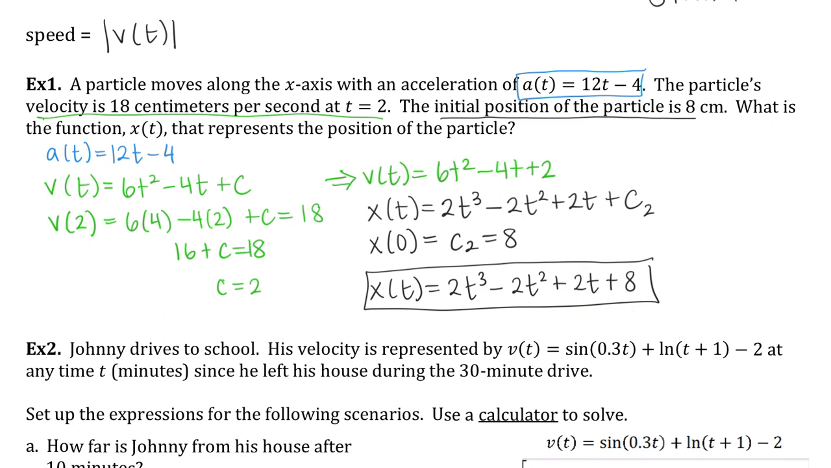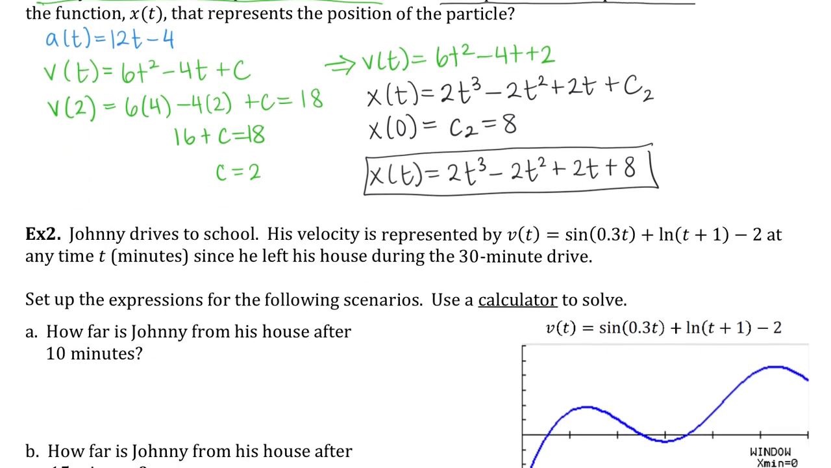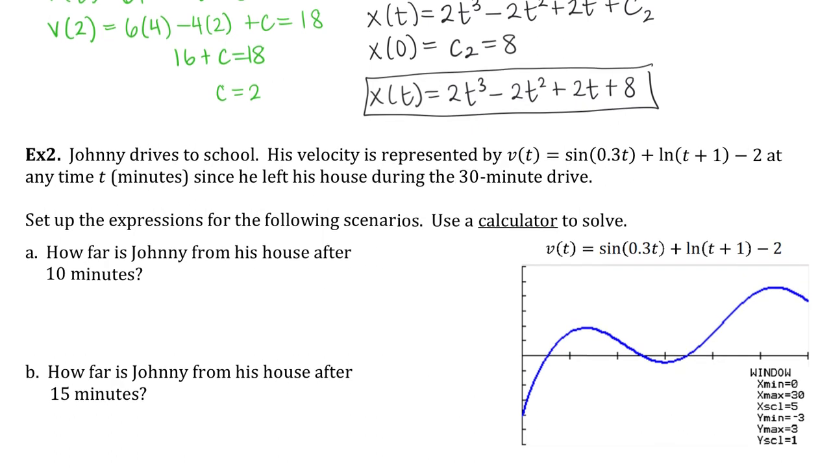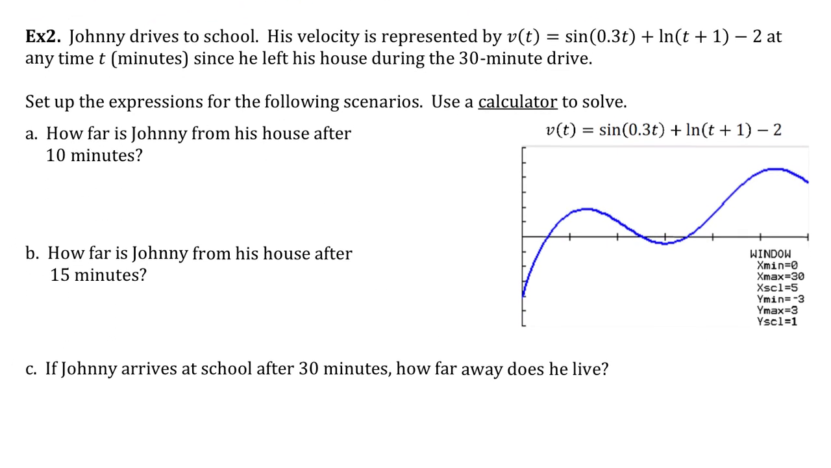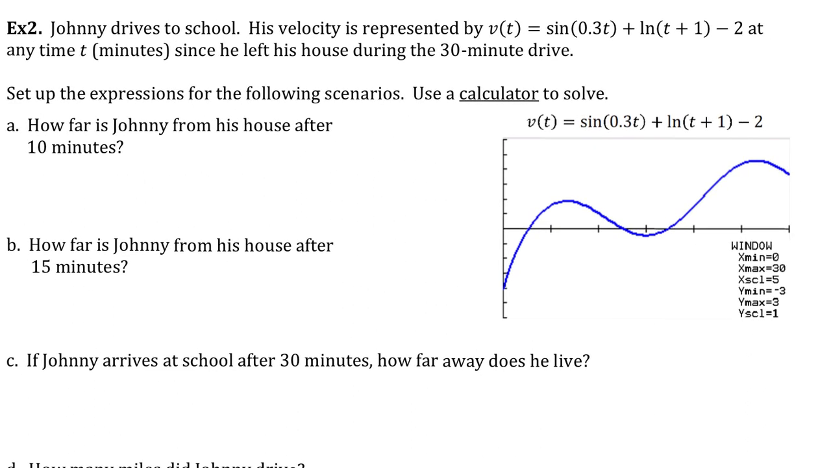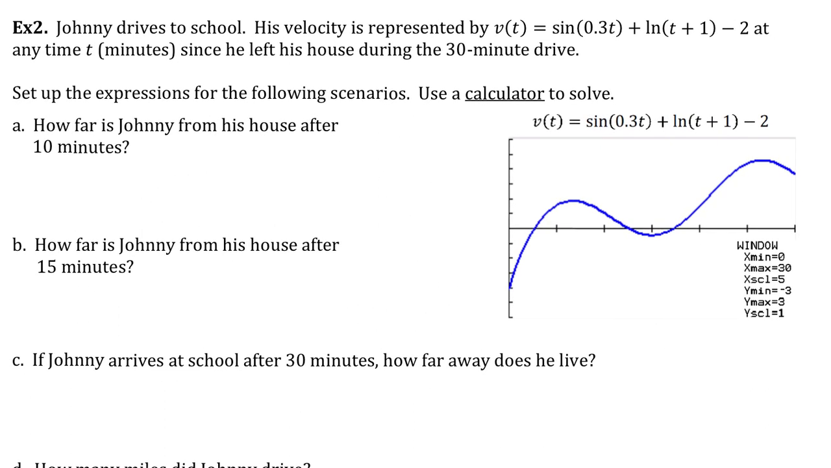Okay, let's look at example 2. This is going to be a calculator active problem. Example 2: Johnny drives to school. His velocity is represented by v of t equals sine of 0.3t plus ln of t plus 1 minus 2 at any time t minutes since he left school during the 30-minute drive.